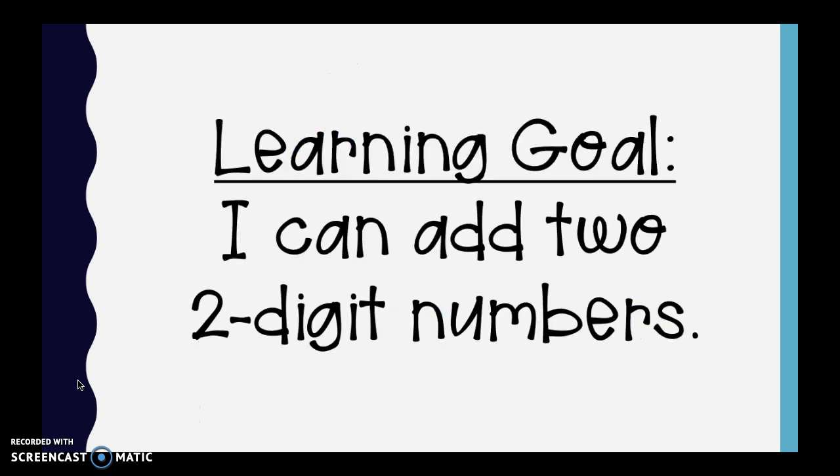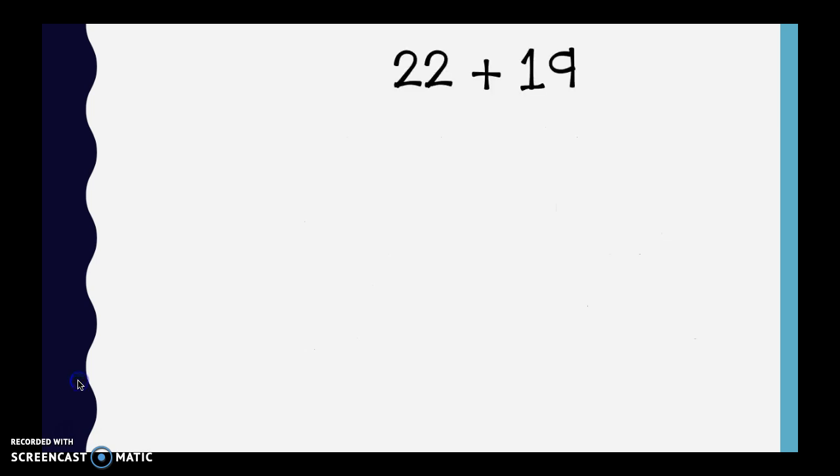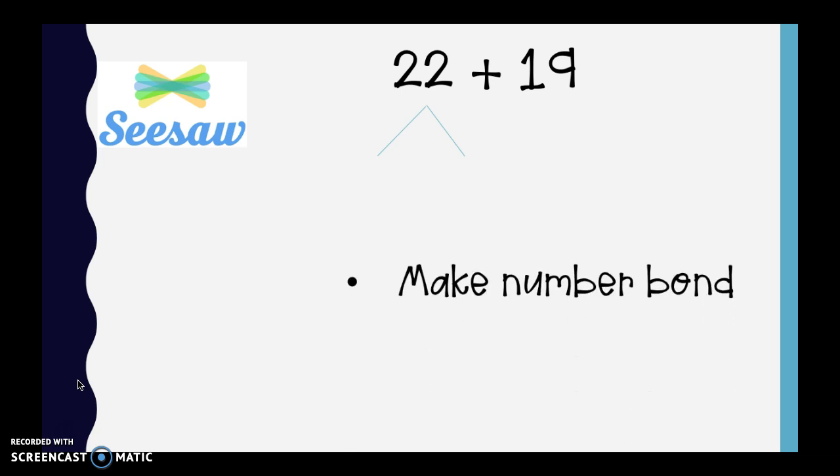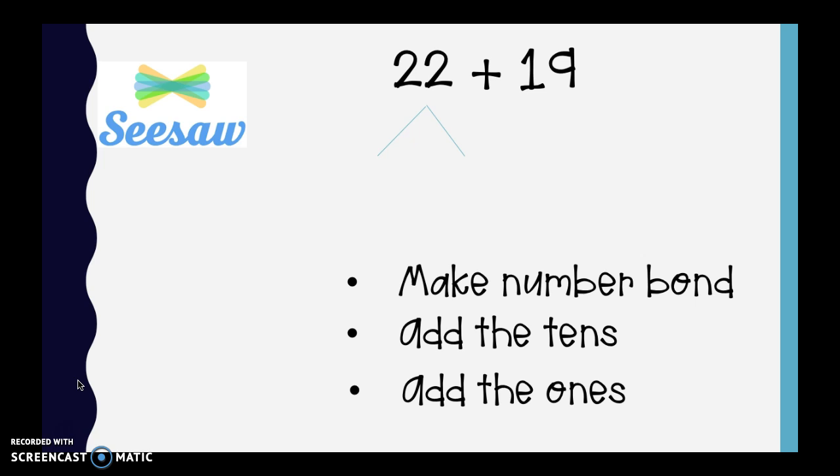All right, our learning goal for today says, I can add 2 two-digit numbers, which is what we've been doing today. Right now, this is the problem I'm going to have you go ahead and seesaw to your teacher. You're going to do 22 plus 19. The first thing, whoopsie, I have that number bond on the wrong one. Sorry about that, friends. I switched up the number and I forgot to change it. So don't do it under 22. For sure do it under 19.